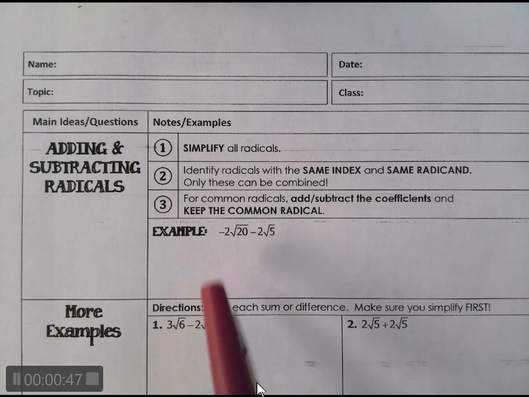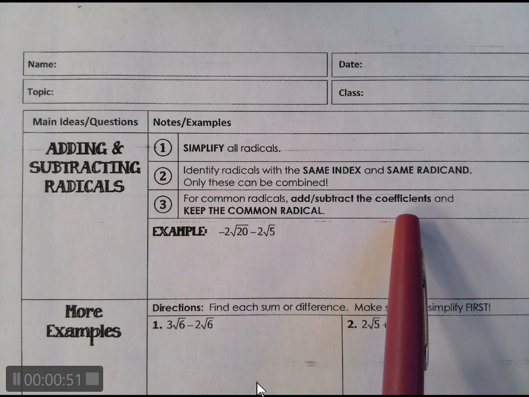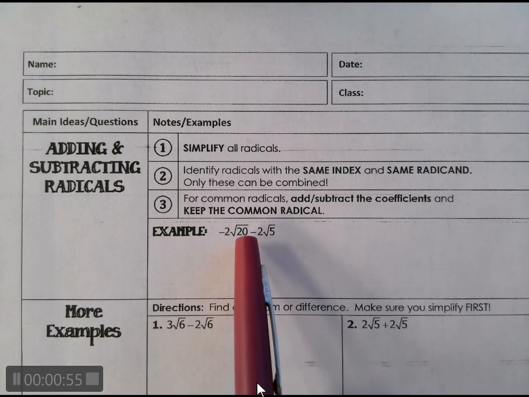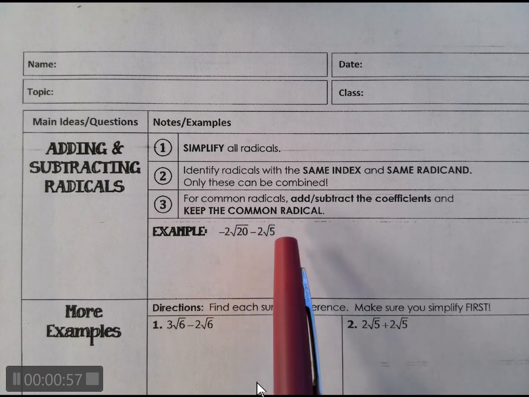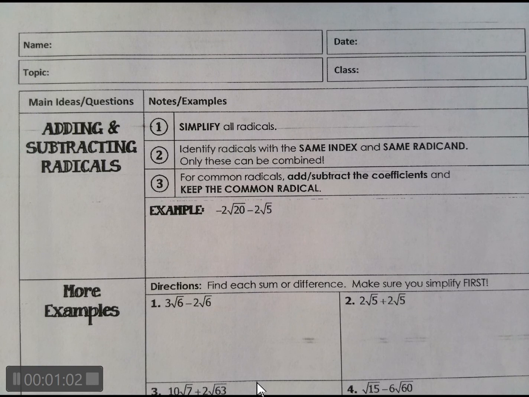And then once we get our common radical, we can add and subtract coefficients, meaning the number in front. But we cannot add the actual radicals themselves. So let's try our very first example.